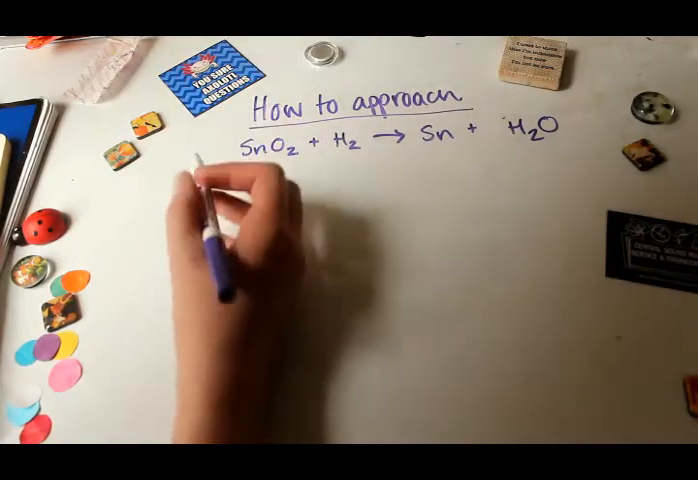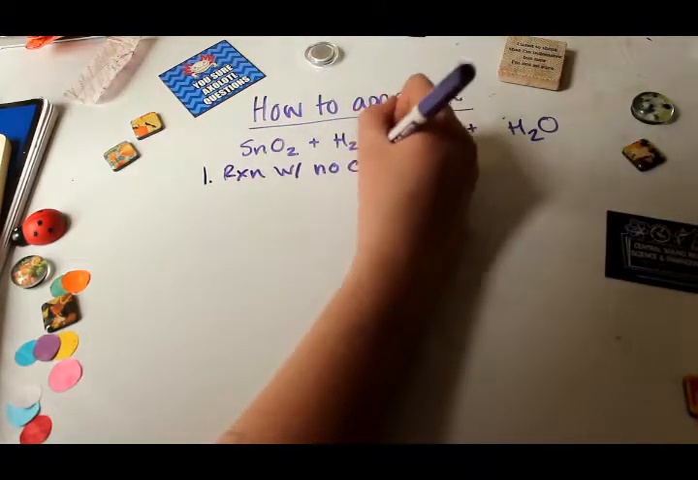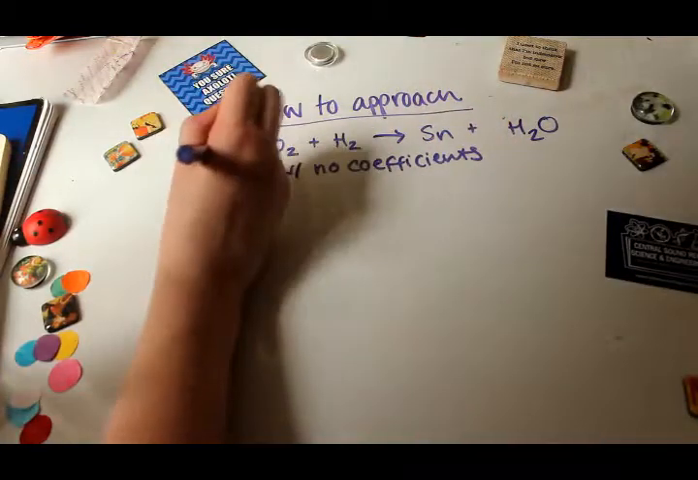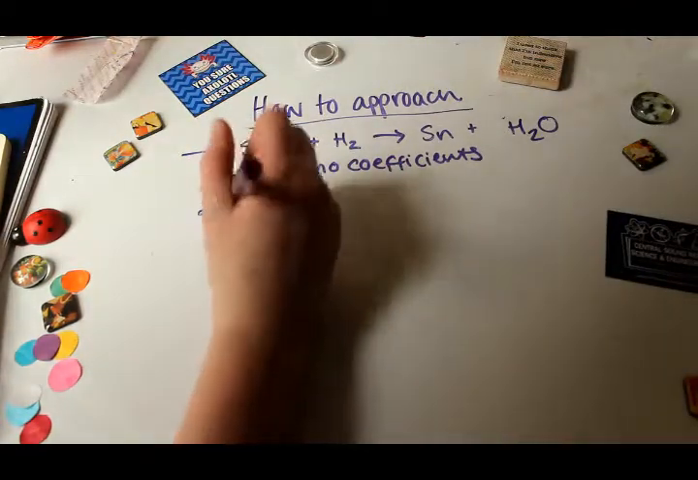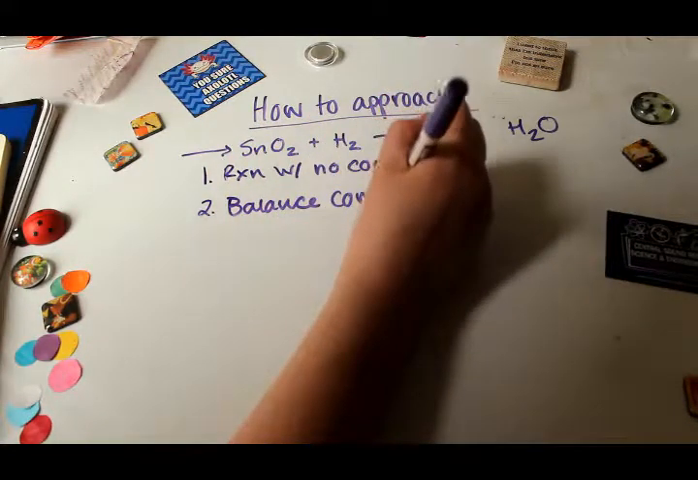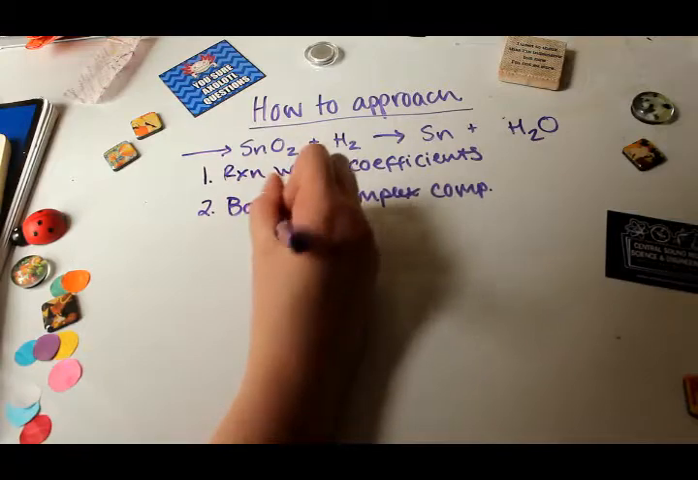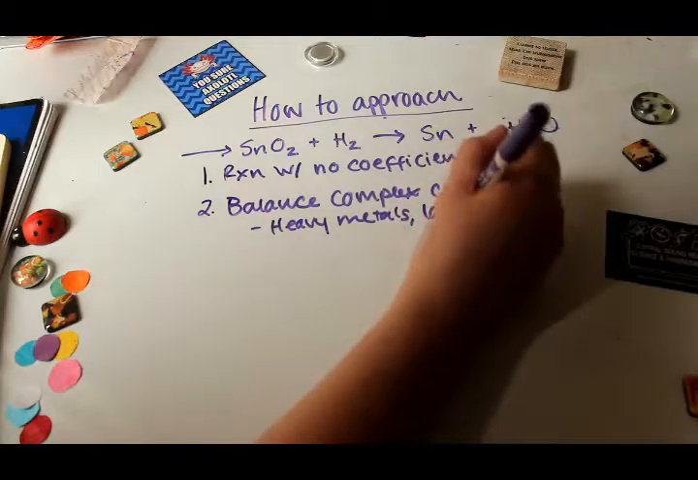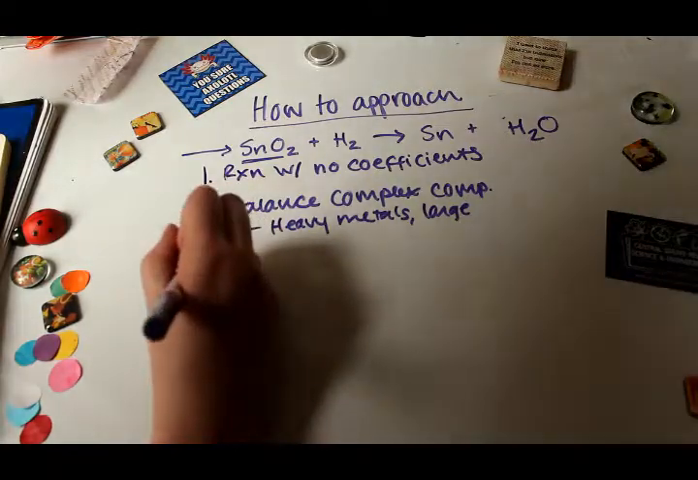One is write down your reaction with no coefficients. And that's what I've done here, kind of looking at the skeleton of the reaction, just what exactly is interacting in this case. Number 2 is to balance complex compounds first. So in this case, it could be heavy metals, large ions, big, large, dense things. In this case, we'll be working with that SnO2. That's a pretty big molecule, especially with tin.